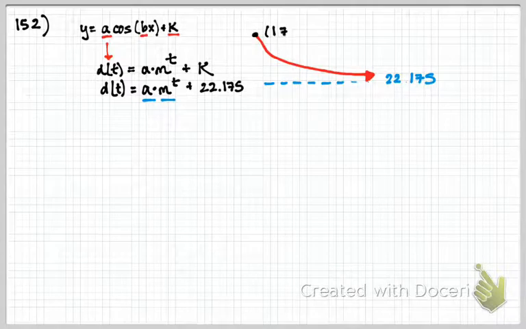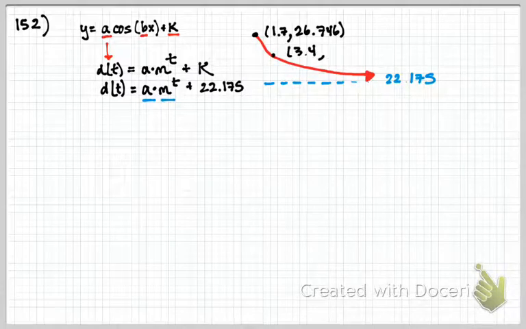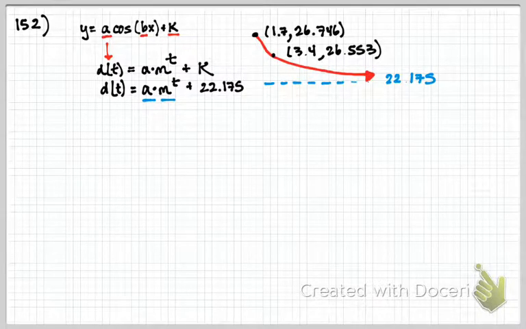Now, I want to point this out. 1.7. You guys are all writing this down, right? Okay, just making sure. These are probably the most important notes I give in Chapter 6. And what's the date on this? 26.746. Good, that's my first data set. My second data set, we'll just say is 3.4, and I think it's 26.553. Okay? All right, so those are my two data points. These are the ones we use for the linear equation. These are the ones we're going to use for this one.